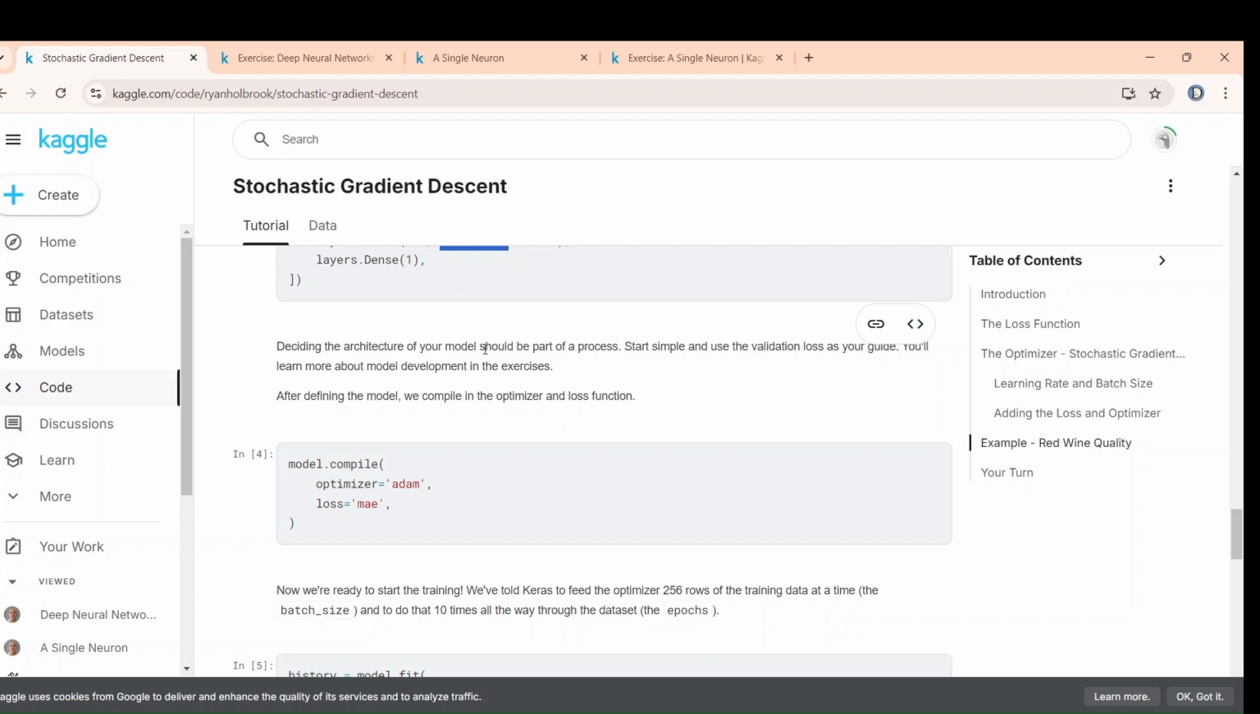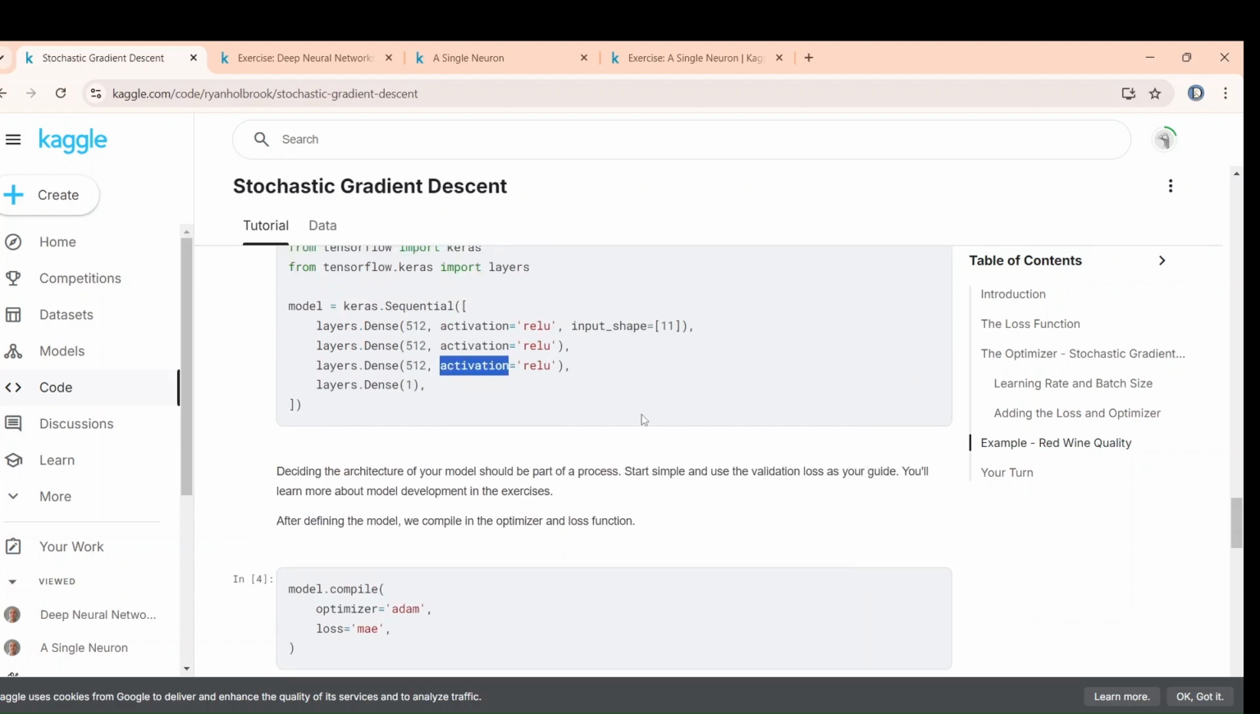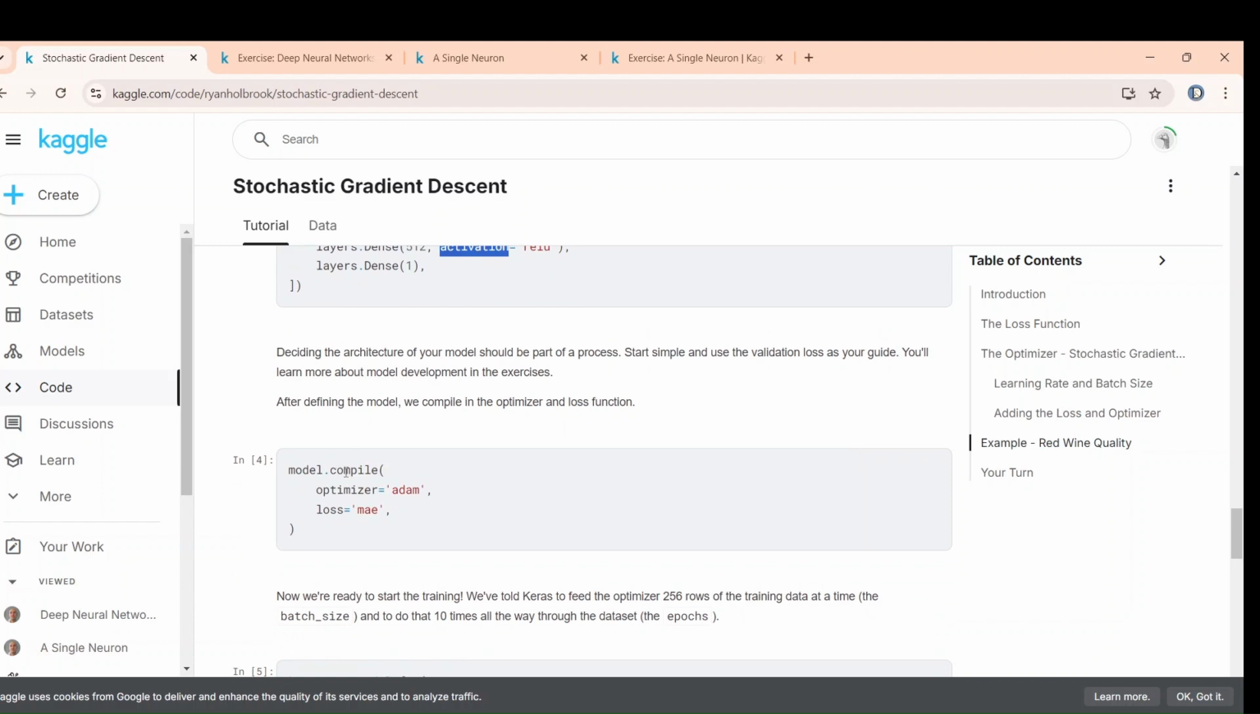Deciding the architecture of your model should be part of the process. Start simple and use validation loss. You have to now calculate the loss. There are 3 steps. First is creating the architecture. First step is done. Second step, you have to calculate the loss. Fine.